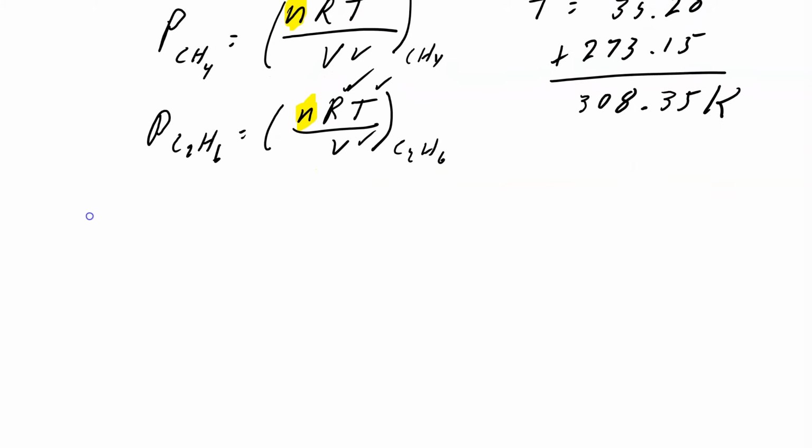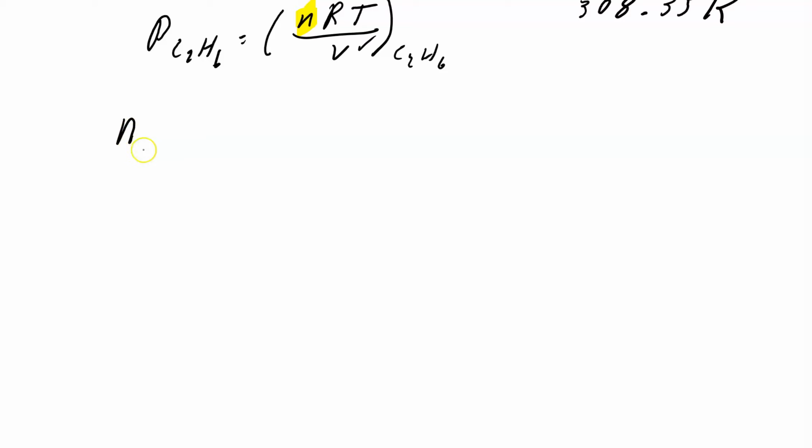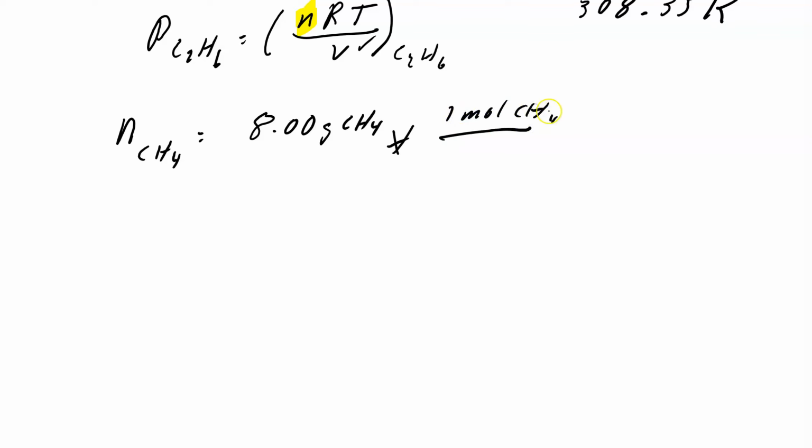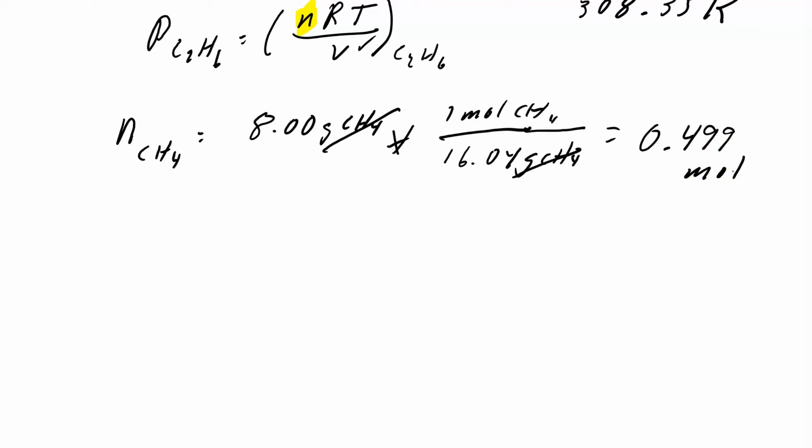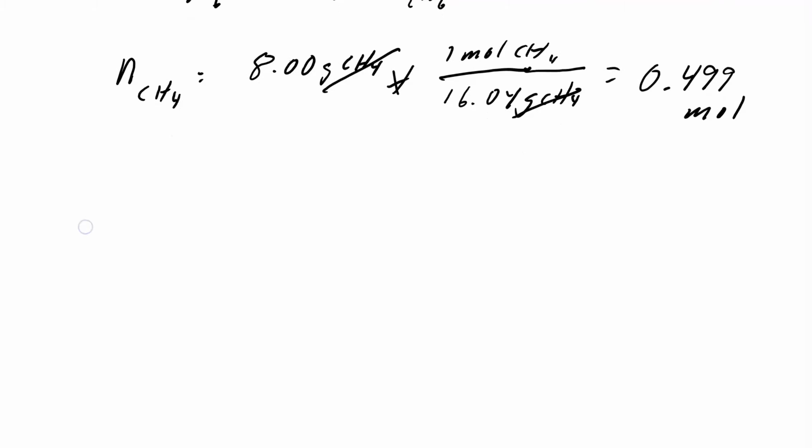Let's first calculate the number of moles of methane. So n of CH4 is going to be equal to our 8.00 grams of methane times the molar mass. 1 mole of methane has a molar mass of 16.04 grams. So our grams of methane cancel. And when we do the division here, we get a value of 0.499 moles of methane.